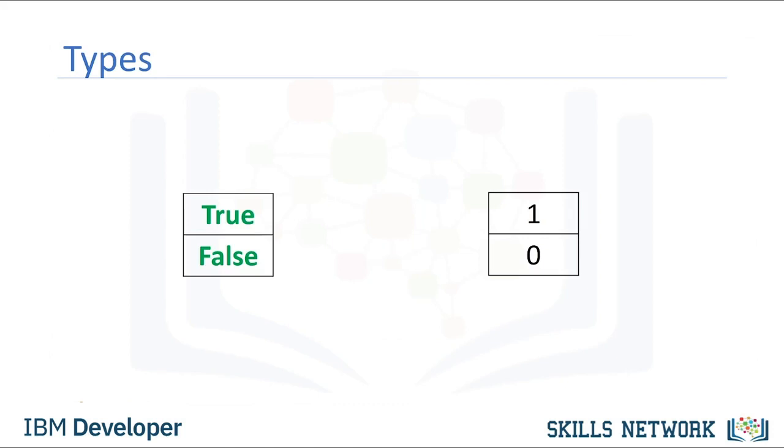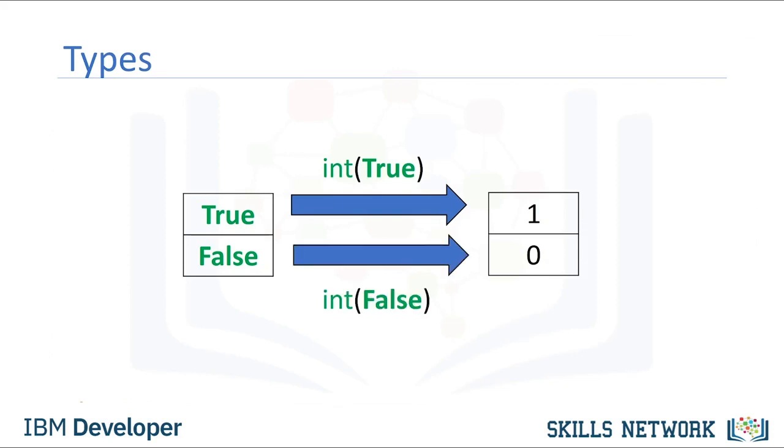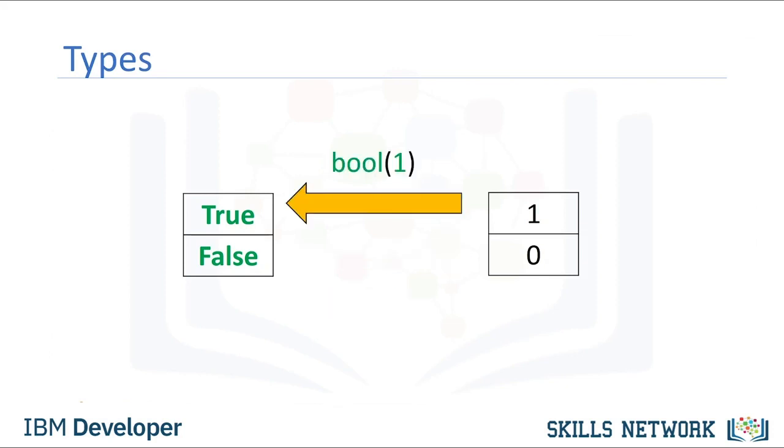If we cast a Boolean true to an integer or float, we will get a 1. If we cast a Boolean false to an integer or float, we get a 0. If you cast a 1 to a Boolean, you get a true. Similarly, if you cast a 0 to a Boolean, you get a false. Check the labs for more examples or check python.org for other kinds of types in Python.